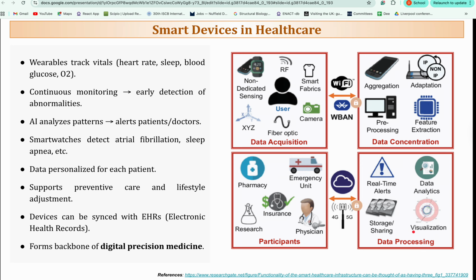Then we will process that particular information. And then the participants, so this is also conversable: the pharmacy, research, insurance, emergency unit, physicians are the participants here, who will use that particular information and then share it. Real-time alerts can be given, data could be analyzed, stored, and visualized. So this comes under data processing. So this shows how smart devices can help you maintain the data digitally, and it will also give you real-time alerts, and you can also share it with your doctor. So it is like personalized information of that particular patient.